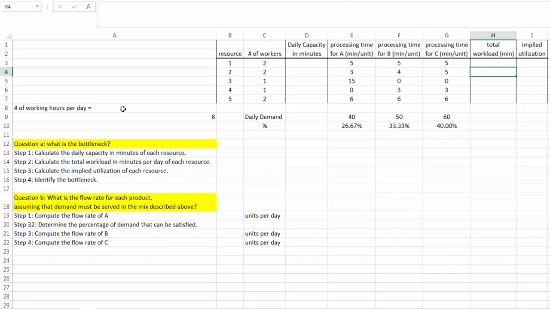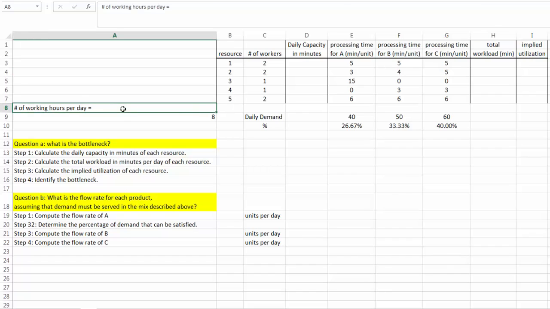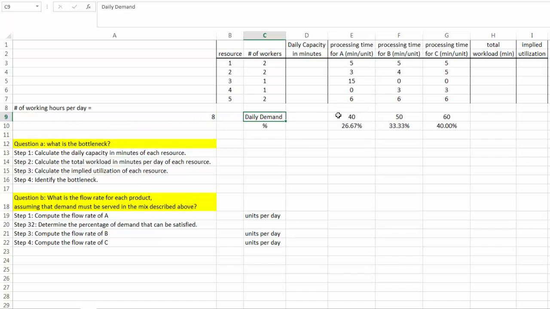Some additional information is here. Number of working hours a day is 8, and daily demand for product A is 40 units, daily demand for B and C is 50 and 60 units respectively. And over here, I've already calculated the percentage. Product A accounts for about 26.67% of the total demand, product B accounts for 1/3 of the total demand, and product C accounts for 40% of the total demand.